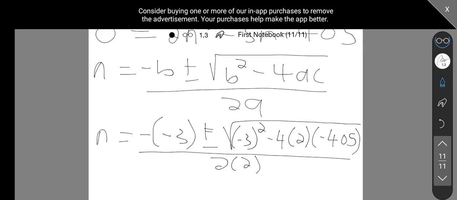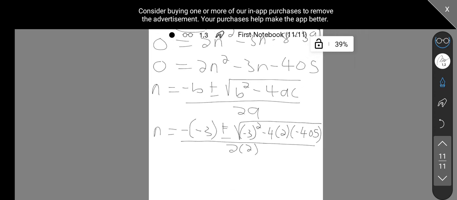Let's check if we have plugged everything correctly. It's negative b, which is negative times negative 3, plus or minus the square root of, open brackets, negative 3, that is b, the a is 2, the c is negative 405, and our a below is 2. Now, because we are saying plus or minus here, we're going to get two answers. Let me plug this into the calculator and see what we get.